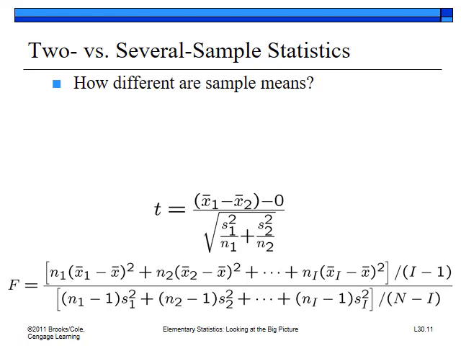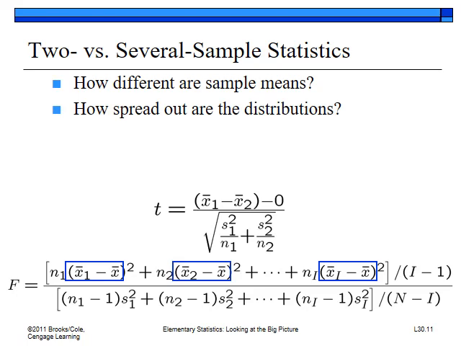How different are the sample means? Notice in the numerator of t we have x1 bar minus x2 bar. That's the difference in the mean of the first sample and the mean of the second sample. When we compute F, we're looking at the difference between the mean within each category, the mean of the first sample, the mean of the second sample, but we're comparing them to the overall total mean. That's what that x bar is, remember. That's the mean of what we would get if we took all the categories and lumped them in together.